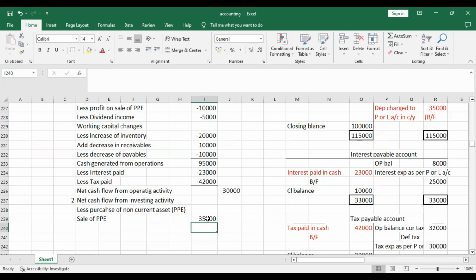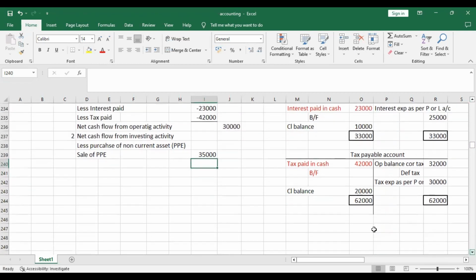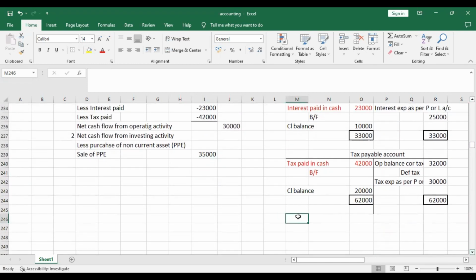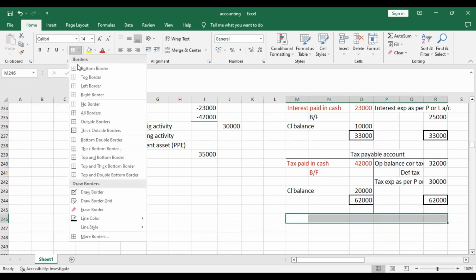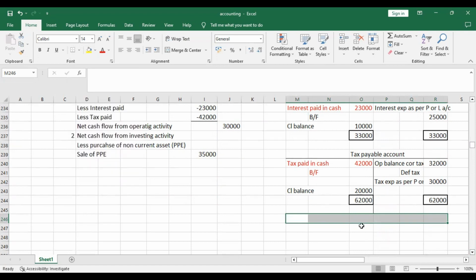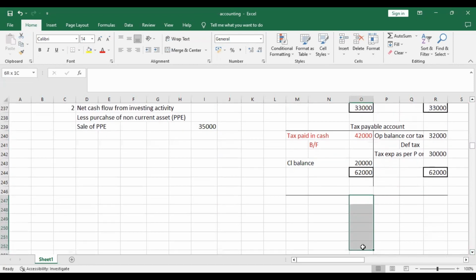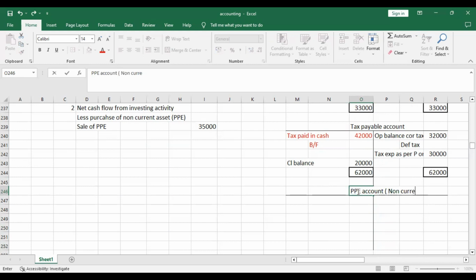So you take it. But what is the purchase of non-current asset? For that, you have to prepare the PPE account. So let me prepare the PPE account. How to prepare the PPE account? First take the T account format. Put the heading: PPE account, or non-current asset account. Whatever way you want to say, you can say.